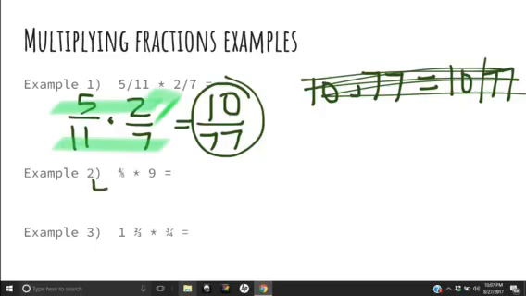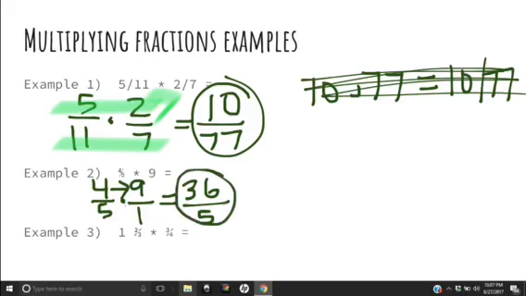Okay, here's another one. 4/5 times 9. 9 is not written as a fraction, so let's go ahead and make it 9 over 1. Okay, I'm going to go ahead and do top times top. 4 times 9 gives me 36. 5 times 1 gives me 5. And that can also not be reduced. So I'm done with that one.